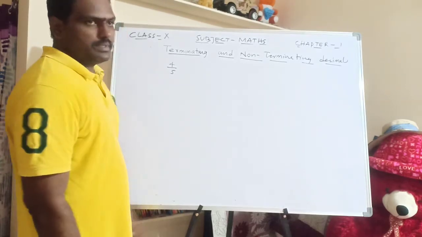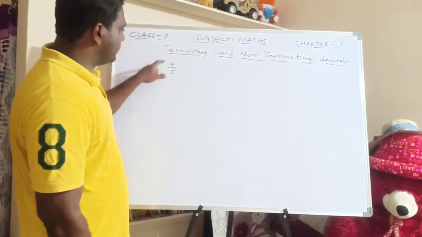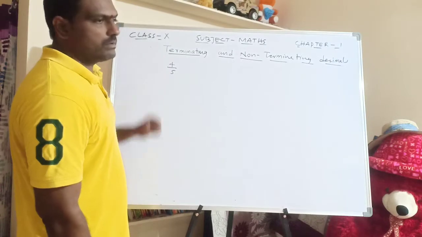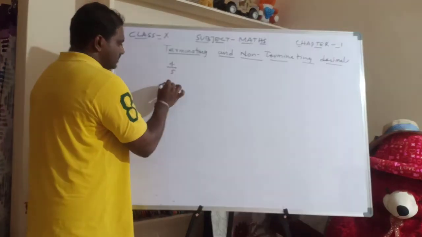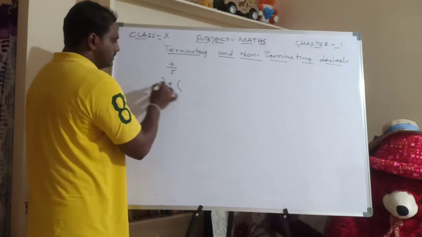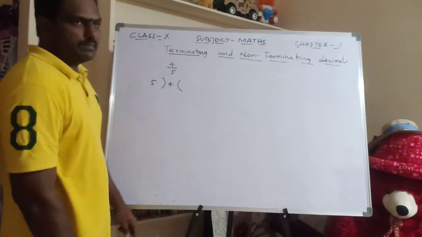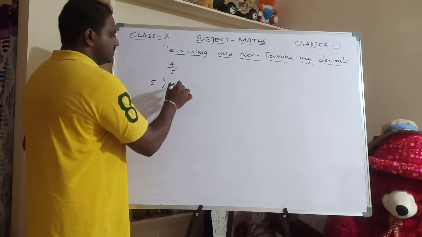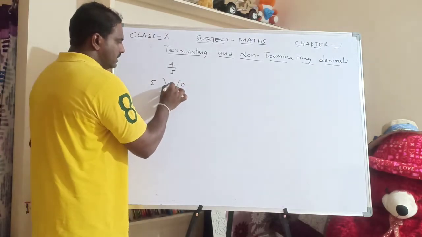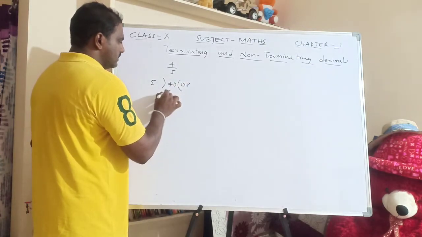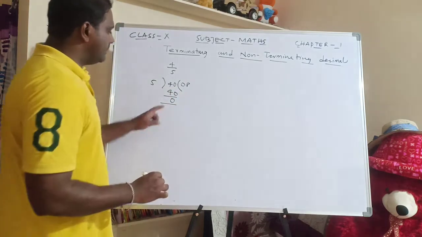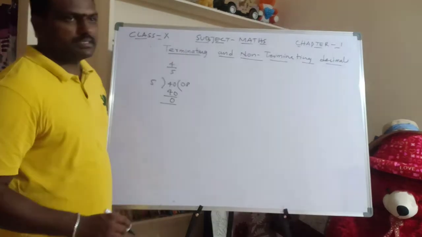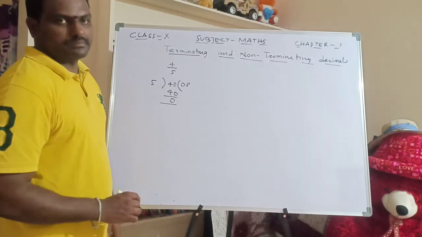First of all, it's a rational number because it is written in the form of p by q, where p is 4 and q is 5. Suppose you want to divide, what will you do? I'll divide using the 5 table. 5 is bigger than 4, so I'll keep 0 and put a point here. 5 8s are 40. What is the remainder? 0. If the remainder is 0, it is called a terminating decimal.